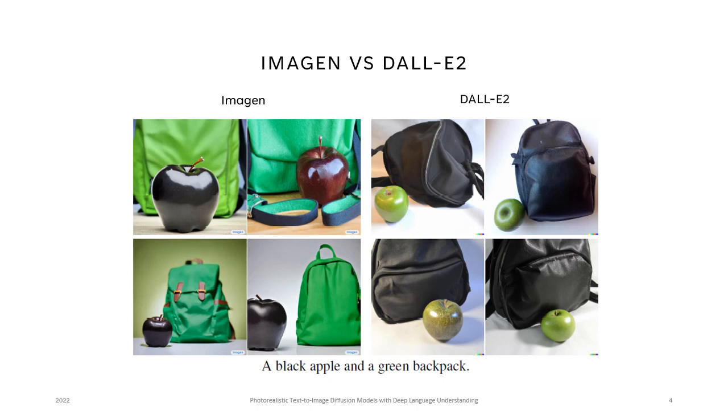This is another example from Imagen, a black apple and a green backpack. And here we can see DALL-E 2 is struggling with what object is supposed to be what color, whereas Imagen is actually properly matching the color to the appropriate object.